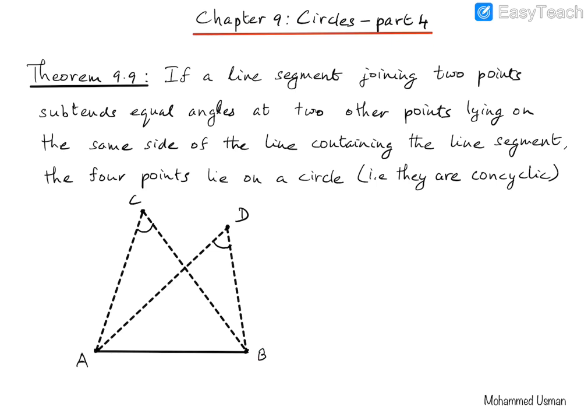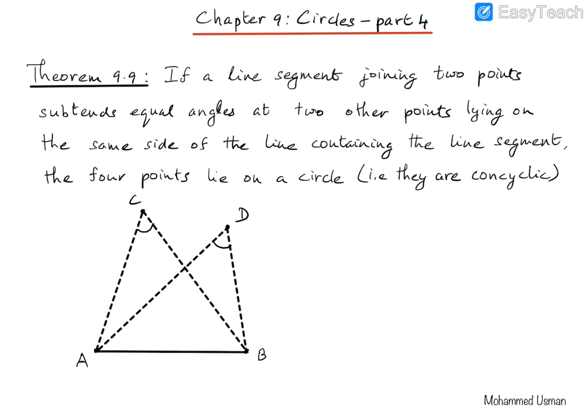That is true when the two points C and D lie on the same side of the line segment AB, and the angle subtended by the line segment at both these points is equal. That means angle ACB and angle ADB are both equal, in which case all these 4 points lie on a circle. We call these points concyclic points. Concyclic points are all the points which lie on the same circle.